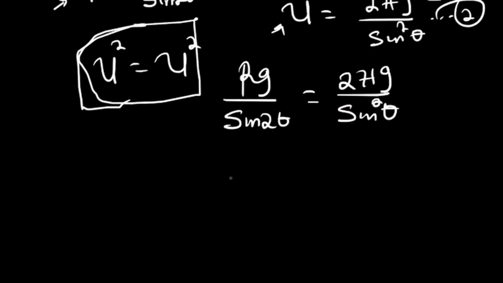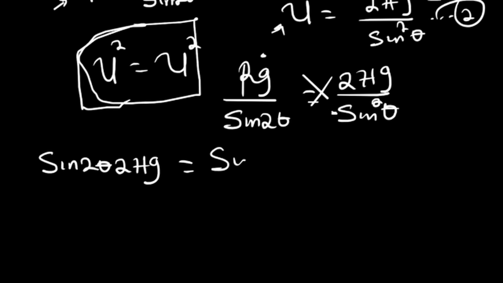Okay, now the next thing I'm going to do is to cross multiply. When I cross multiply, 2hg multiplied by sine 2 theta would give us sine 2 theta 2hg, which is equal to, now sine 2 theta multiplied by rg will give us, sorry, this is a sine squared, not a sine 2. This gives us sine squared theta rg.